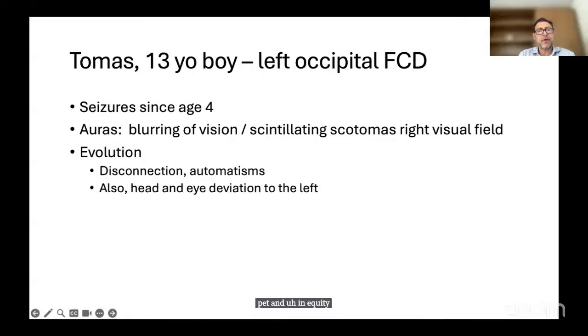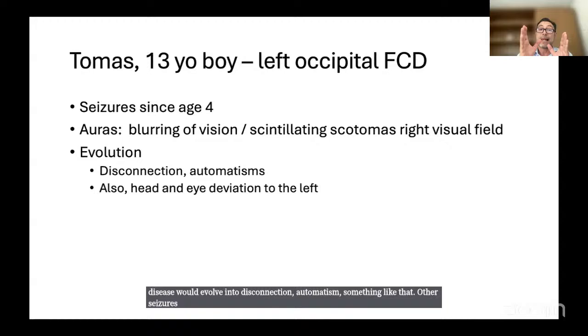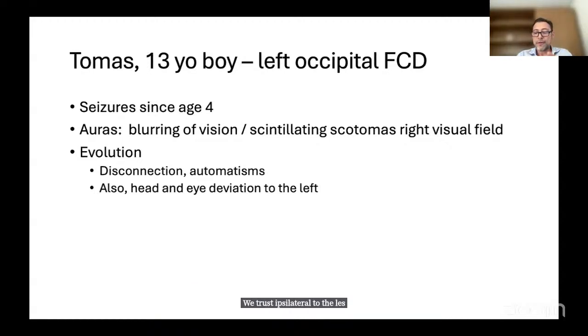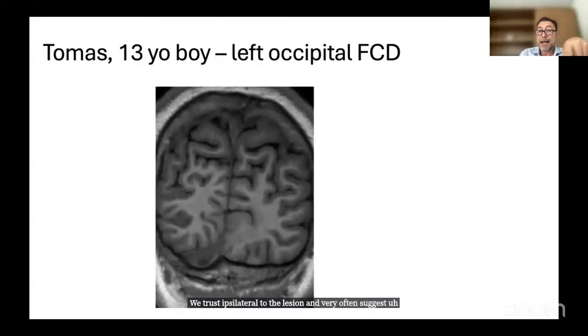His seizures started with an aura, a blurring of vision, scintillating scotoma in the right visual field. The seizure would evolve into disconnection and automatisms, some seizures like that. Other seizures had an eye deviation to the left side, which was ipsilateral to the lesion, and very often suggests parietal involvement. So we had this occipital lesion with some semiology suggesting parietal involvement, okay?